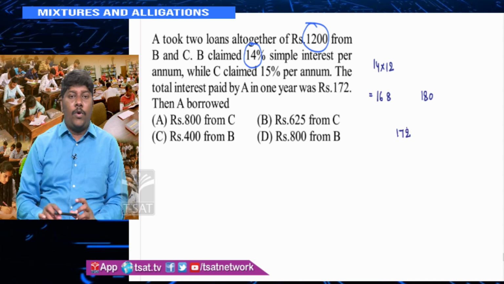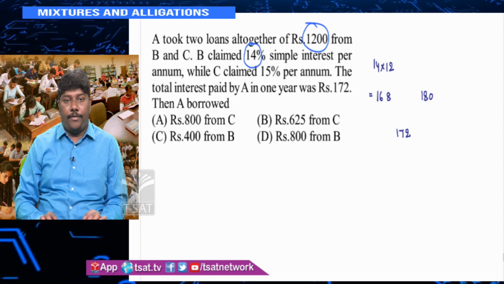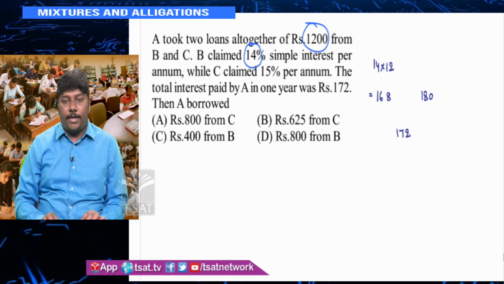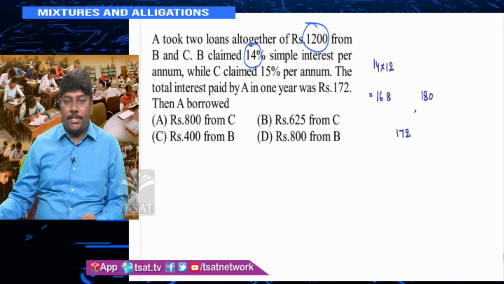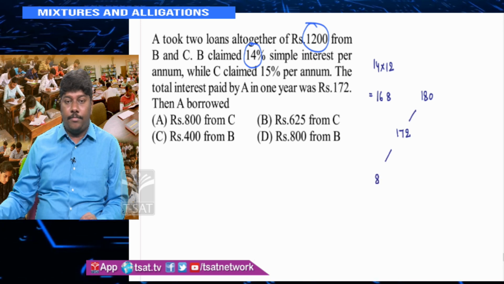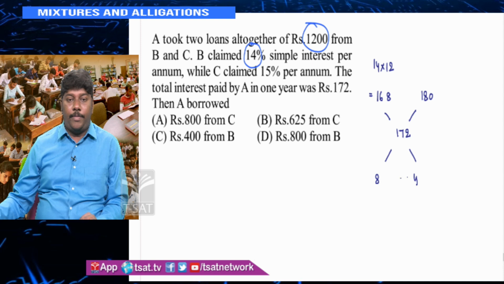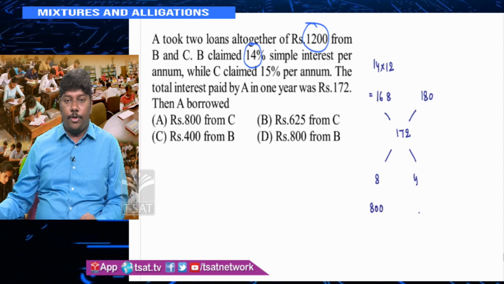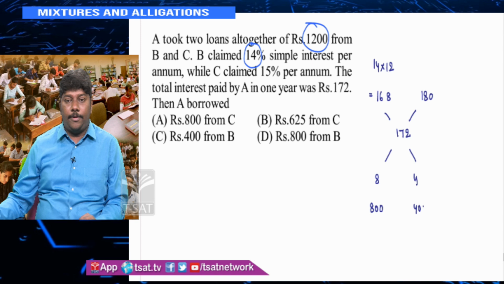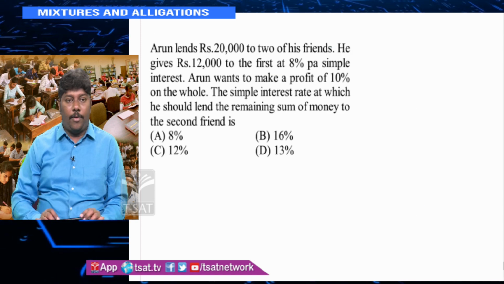So, find out the whole amount. If I give it for 14%, I am going to get 168. If I give the whole amount for 15%, I am going to get 180, but I am getting 172. Therefore, you are actually mixing them in the ratio 8:4. Put together, 12 parts. 12 parts is 1200 means each part is 100. 800 you are giving to B, 400 you are giving to C. This is also actually related to simple interest and compound interest.